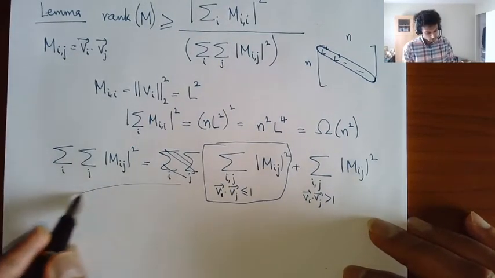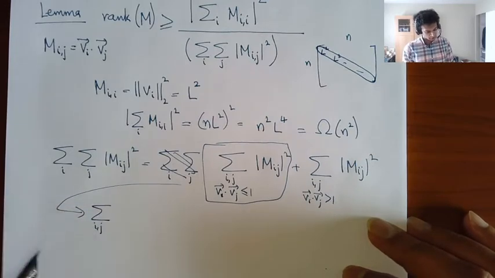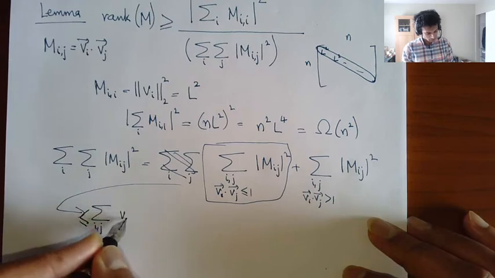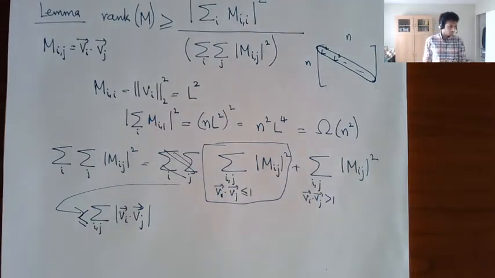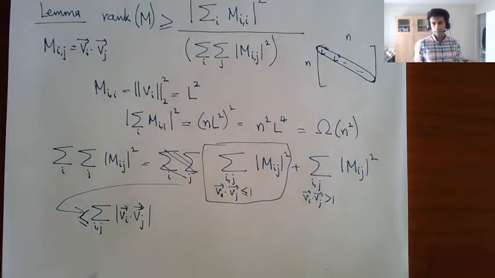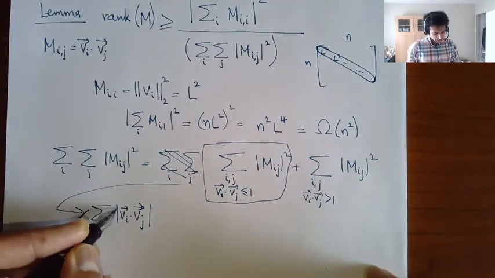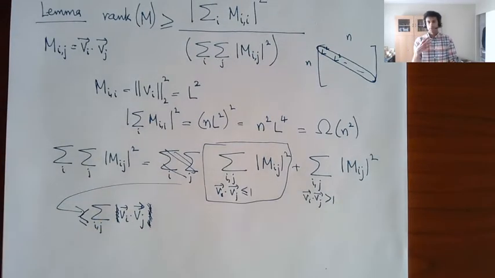Right? Because these are exactly the places where mij is less than 1, this is just the summation over all ij. I can clearly upper bound it by vi dot vj, just the absolute value, because these entries are all more than 1. Again, because these are non-negative vectors, it makes the calculations a lot easier. I don't even have to do the absolute value. I can just do directly vi dot vj. There's no absolute value here because these are all non-negative vectors.